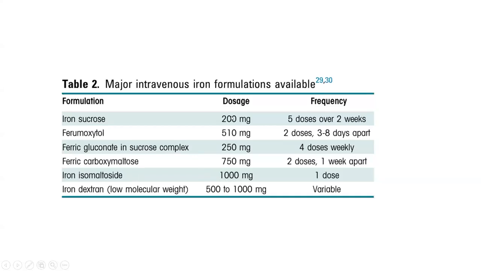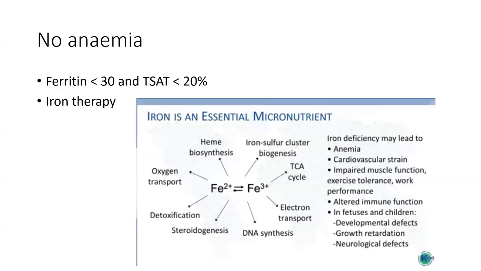Initially, we used to use just iron sucrose. Now, ferric carboxymaltose is available, where you can give up to 750 milligrams per dose. And now the latest, iron isomaltoside, you can give up to 1000 milligrams per dose. And because of this, we are able to cut short the hospital requirement of the patient, and with far fewer doses, we are able to attain the required response.